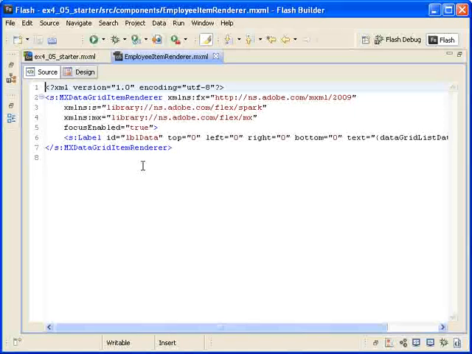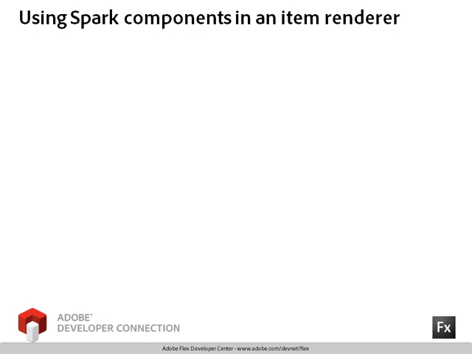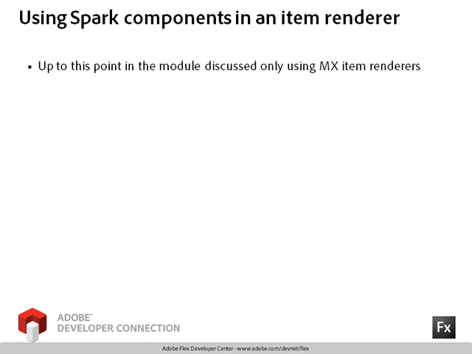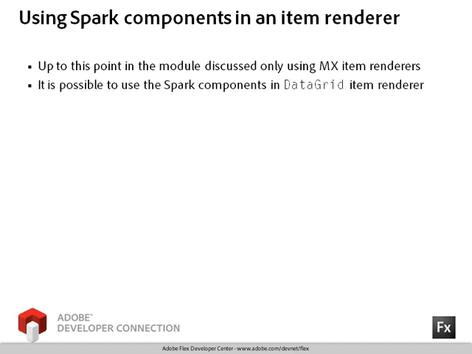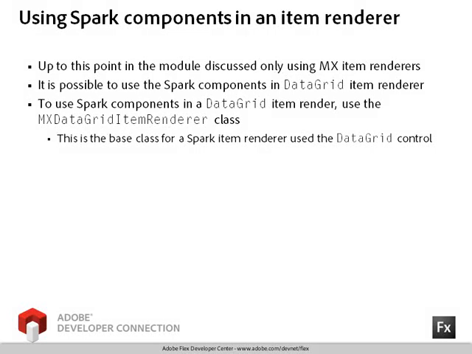Note that it does extend the MX Data Grid Item Renderer class. So far you have learned that because the data grid control is an MX component, you were limited to using MX components inline. However, with Flex 4 you can use Spark components inline with a data grid control if you use the MX Data Grid Item Renderer class. This is the base class for Spark item renderers used in a data grid control.